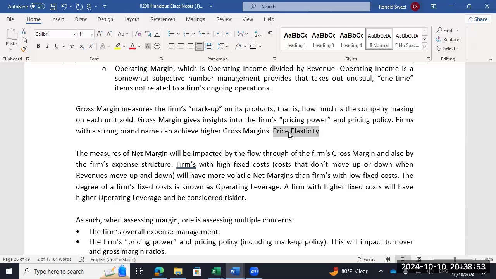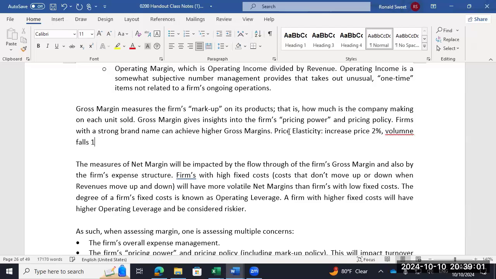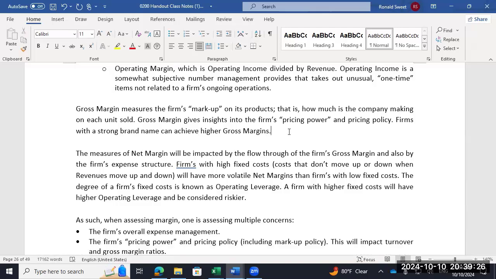What does that all mean? Price elasticity: increase price 2%, volume falls 1%. That's good. That's price inelastic. Increase your price 2%, your volumes fall 4%. That's price elasticity. Your customers are very sensitive to the price, right? So all of this in gross margins has to do with that brand value, has to do with price elasticity. But for most firms, it's pretty stable.